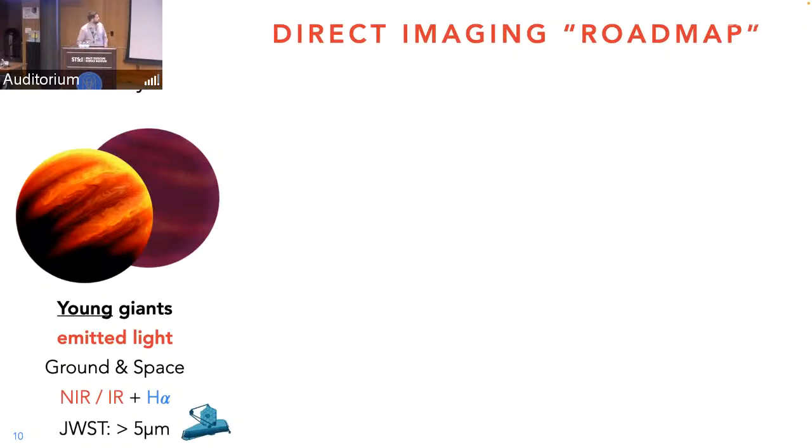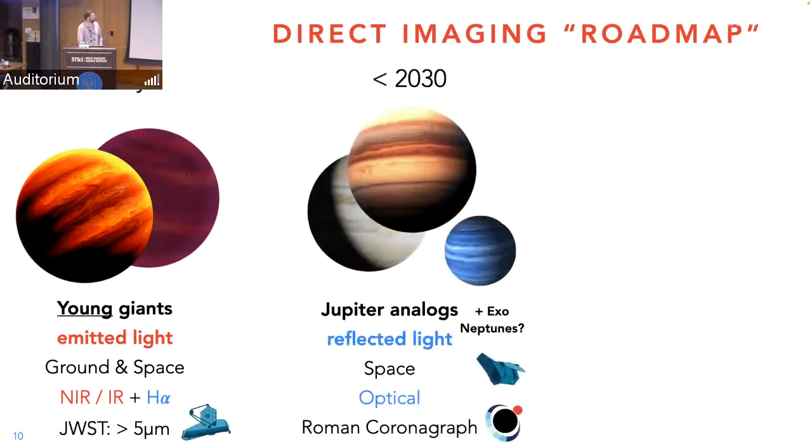So to put it simply, this is what we can do today. Young giants emitted thermal light from ground and space, and also sometimes in the visible in H-alpha when they are actually accreting, very young. For the first time, JWST allowed us to image an exoplanet above 5 micron with the MIRI instrument.